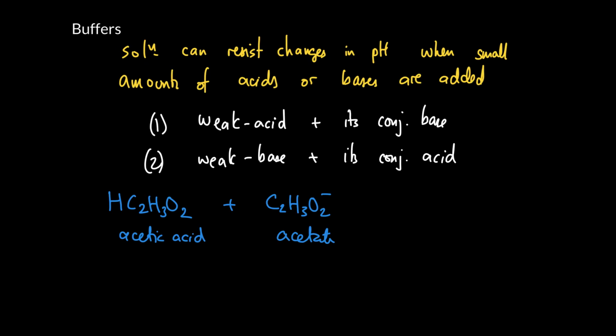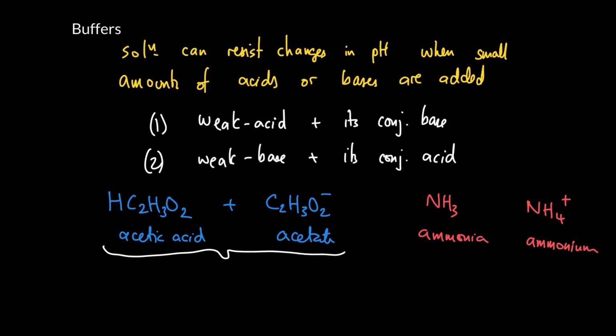Another buffer would be if we had a weak base, for instance, something like ammonia and its conjugate acid. So we just add a proton, we push on a proton. So that would be NH4+, the ammonium ion. So if you had both of these in solution, you would have yourself a buffer.